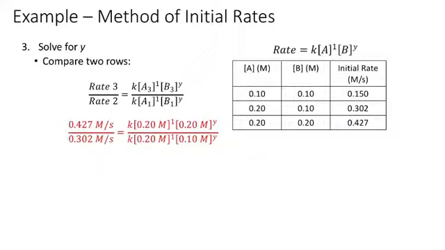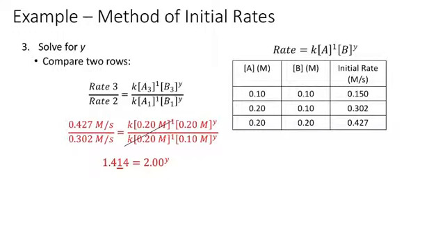Again, we plug in the data, and we notice there's still a k, which will be the same value in each trial, so it will cancel out. And this time, we note that the concentration of A is the same. 0.2 to the 1 over 0.2 to the 1 is 1. So both of those values will cancel out or be equivalent to 1. Now, we take 0.427 divided by 0.302. And when we do, we get 1.414 equals 2 to the y, because 0.2 divided by 0.1 is again 2.